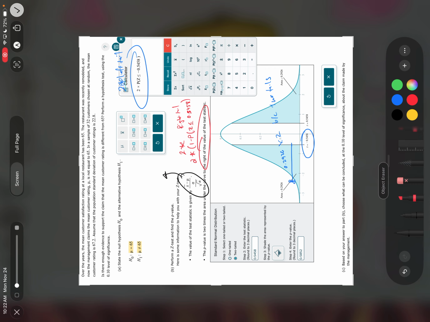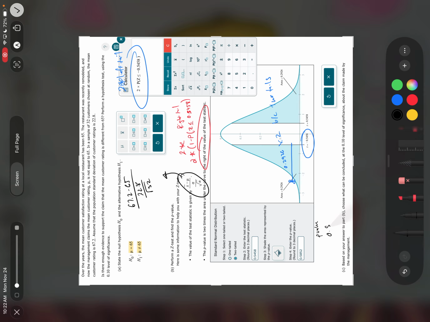In the calculator, we did 67.2 minus 65 divided by the square root, 22.8 divided by the square root of n. So you have all those numbers. I guess we need to do the answer here down at the bottom too.